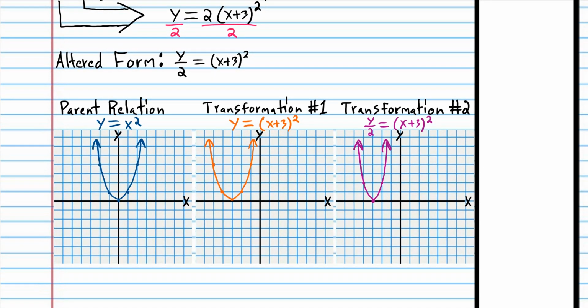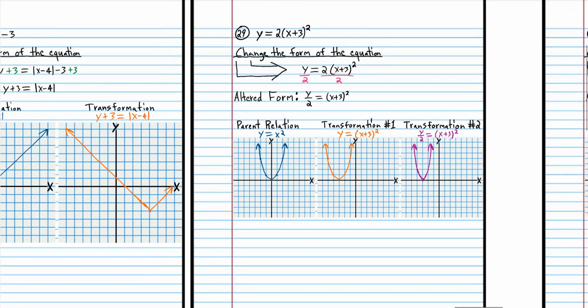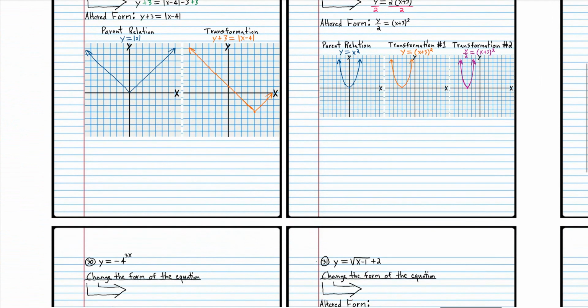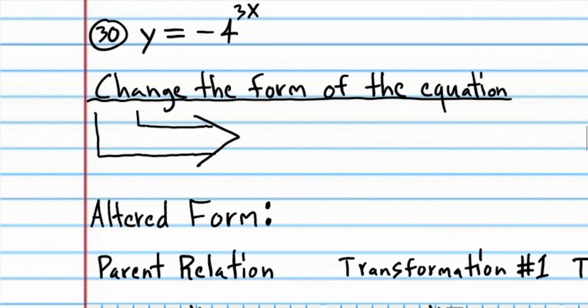It doesn't have to look perfect, just as long as it's the general shape. The bottom part of the graph is a little pointed. Sorry about that. It's not supposed to be so pointed, but there you go. Okay, let's move on to number 30. Let's do one more of these before you try one on your own.